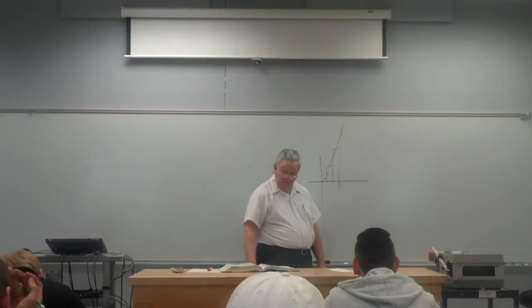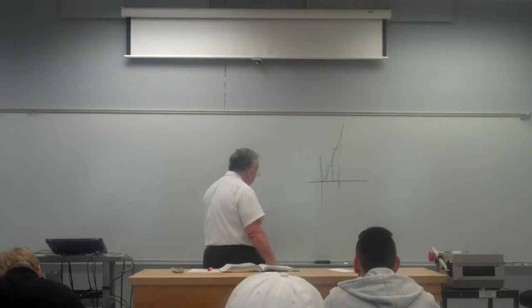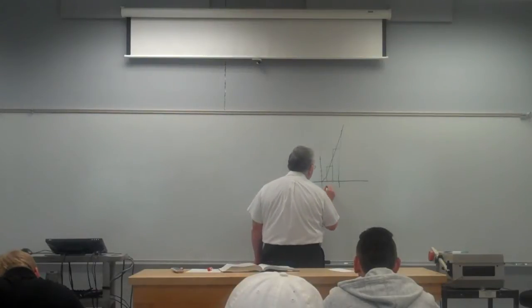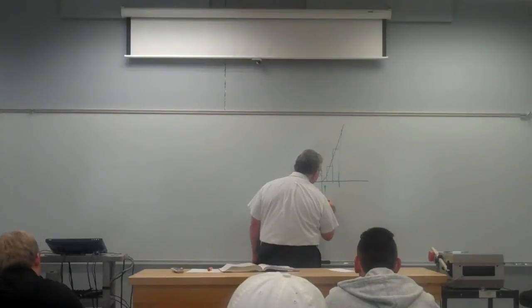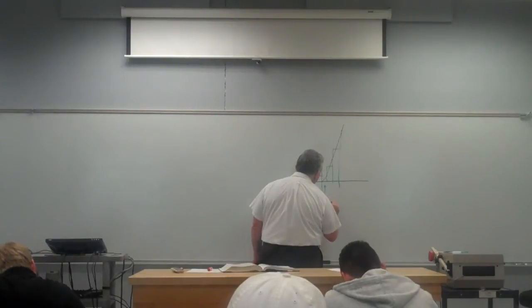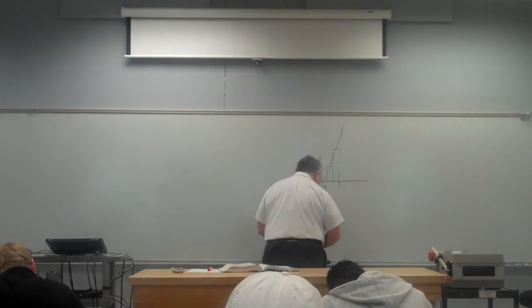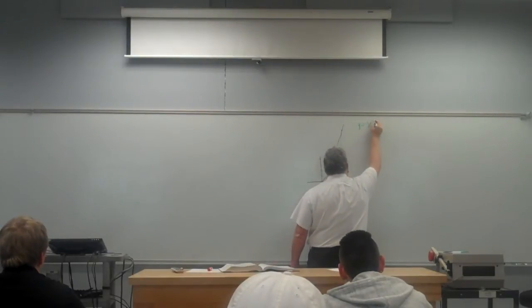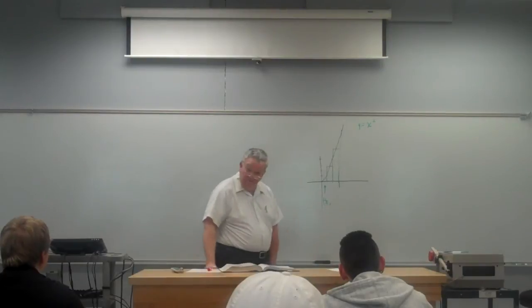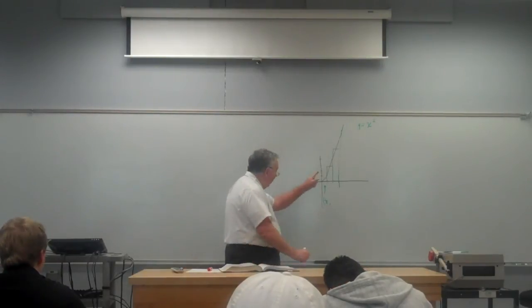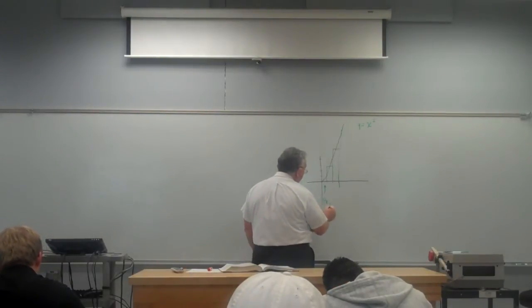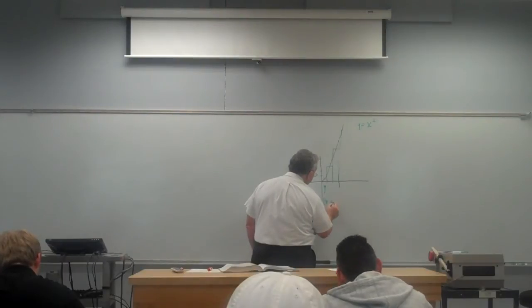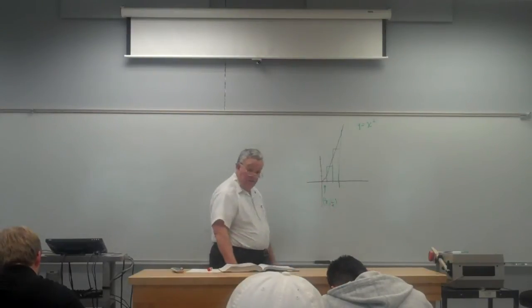Everybody agree? And if that's 3, then this midpoint is the point 1/2, and this curve is y equals x squared. Do you remember that? So the y value of that is 1/2 squared. That looks like 1/4 to me, doesn't it?